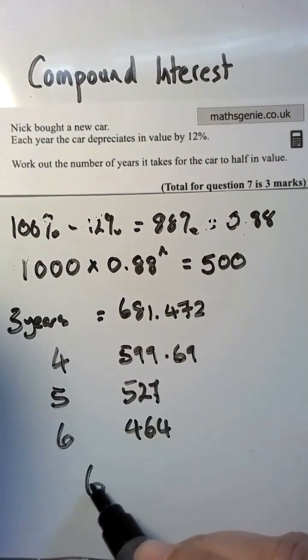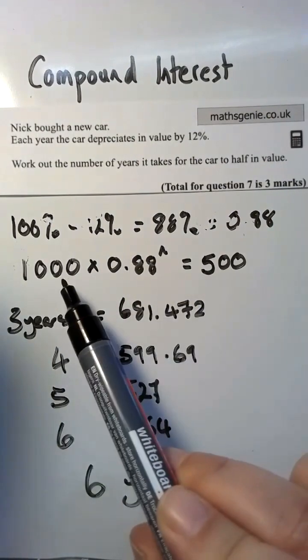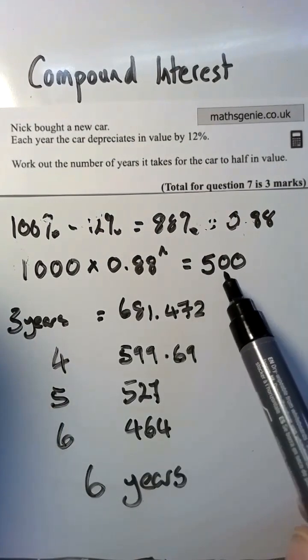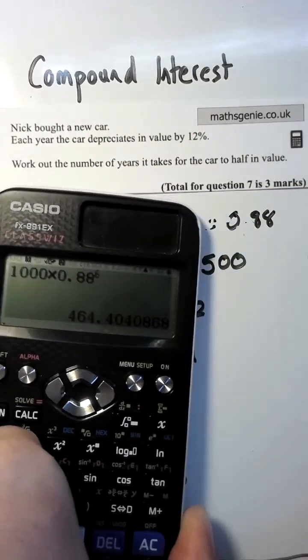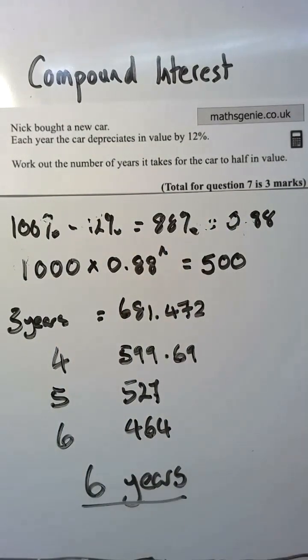So the answer is 6 years. Note I put a number in here because I didn't know what it was, but all I need to do is see this number relative to this number. And by putting it into my calculator using my back button, I can relatively quickly get down to the answer that I want.